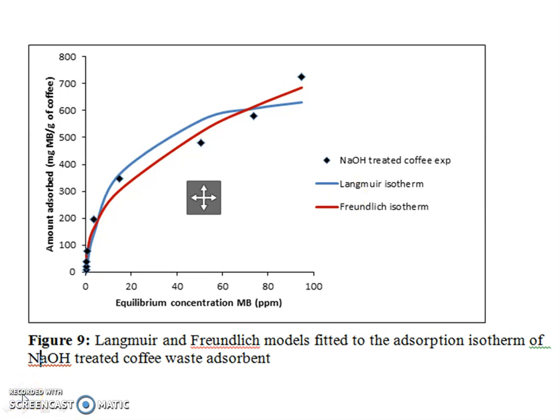Apart from the axis being labeled, the graph in its totality is also labeled, and you can see that down here. It's Figure 9. And we also have a description of what this graph means. In this case, it's Langmuir-Freundlich models fitted to the adsorption isotherm of sodium hydroxide treated coffee waste adsorbent. The label of the figure is put at the bottom, as shown in this example.